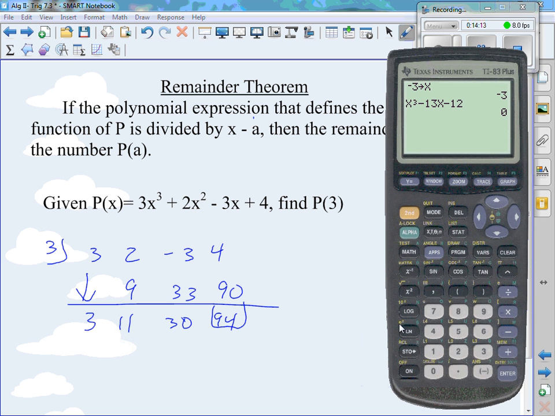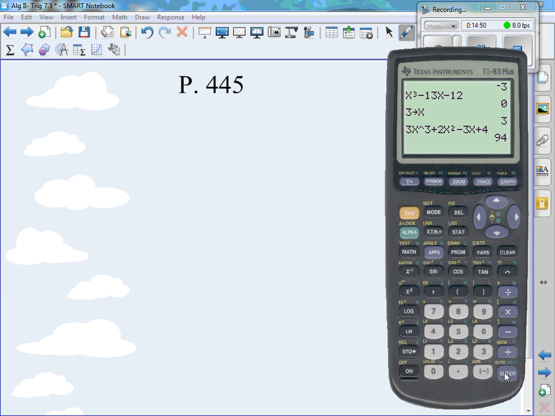If I took the calculator and stored 3 into x and typed in 3x cubed plus 2x squared minus 3x plus 4, I get 94. Is that your answer? No, it's just proving that the remainder is 94. Page 445.